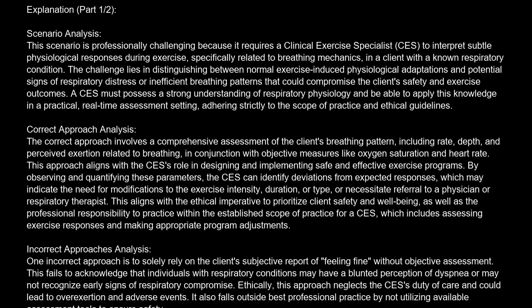The correct answer is B. Immediately reduce the exercise intensity and duration, and assess for any audible wheezing or significant drop in oxygen saturation.